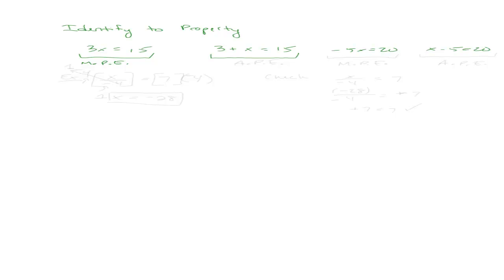Here, I have 3 units more than x. So if I want to isolate x, I can just take those 3 units away. So here I'm going to use the addition property of equality to subtract 3 from both sides. Here, I have negative 5 times the number of x's. So I'm going to use the multiplication property of equality to divide both sides by negative 5.